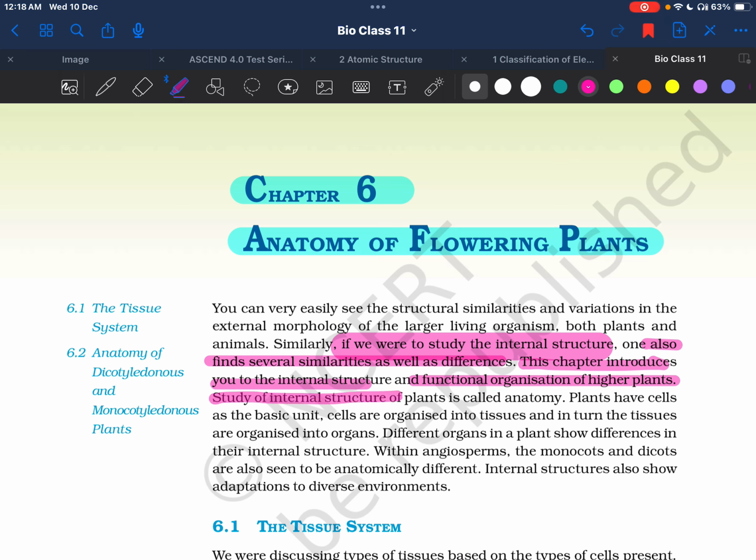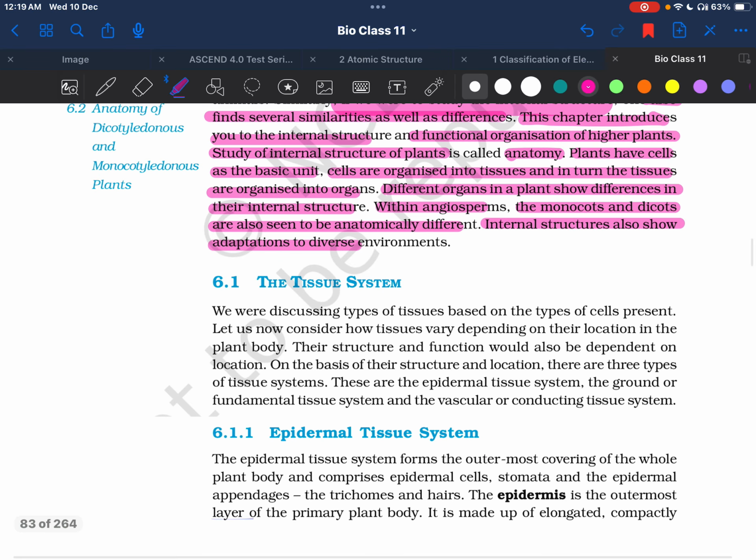Study of internal structure of plants is called anatomy. Plants have cells as the basic unit. Cells are organized into tissues, and in turn, the tissues are organized into organs. Different organs in a plant show differences in their internal structures. Within angiosperms, the monocots and dicots are also seen to be anatomically different. Internal structures also show adaptations to diverse environments.